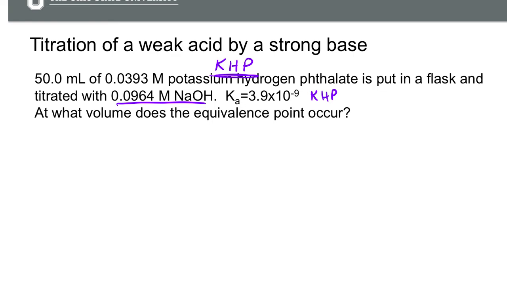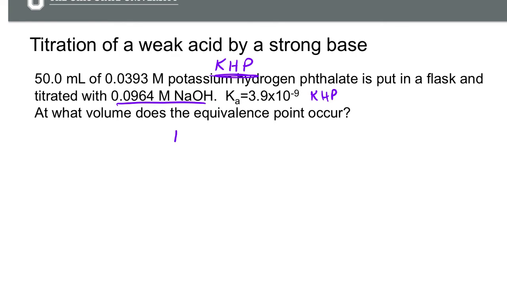So again, I typically do this personally as a dimensional analysis problem. And so in doing that, I'm going to start with my volume and concentration of the weak acid, and we're going to figure out how many moles of base, how many liters of base we need to completely react.